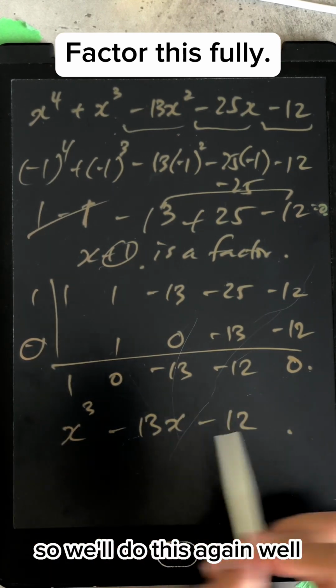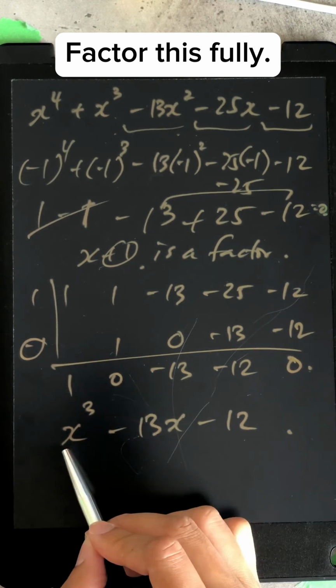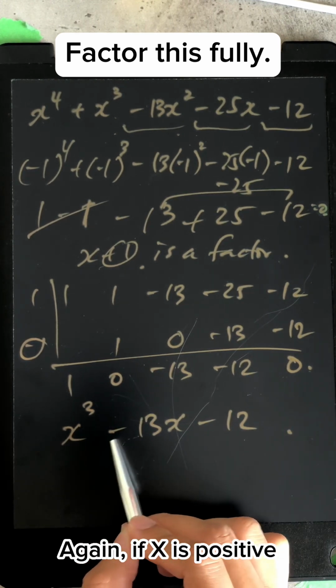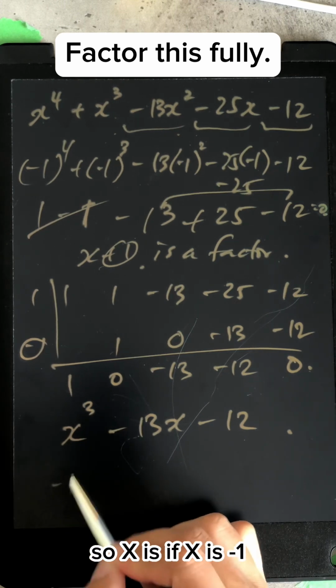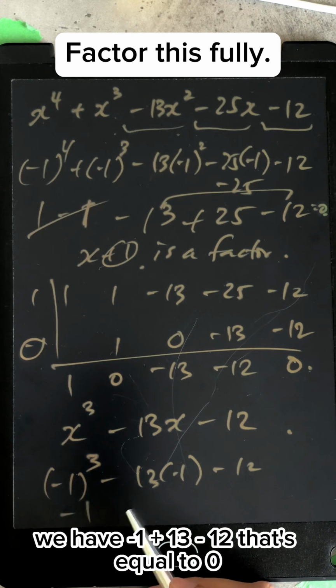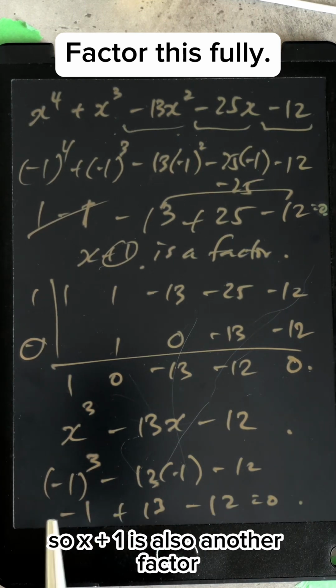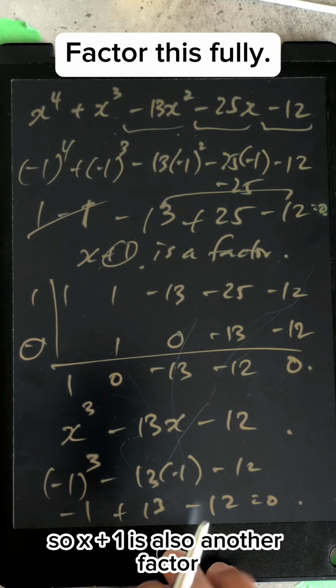So we're going to do this again. Let's find one that makes it 0. Well, if x is positive, this is going to be negative. So if x is negative 1, we have negative 1 plus 13 minus 12, that's equal to 0. So x plus 1 is also another factor.